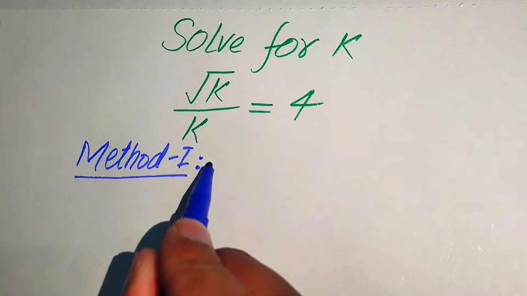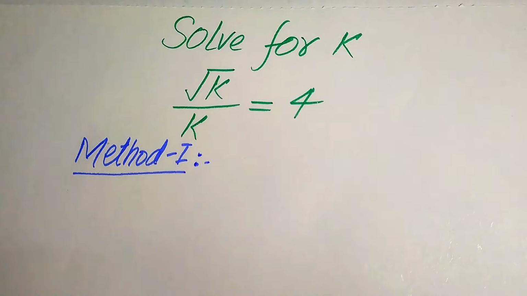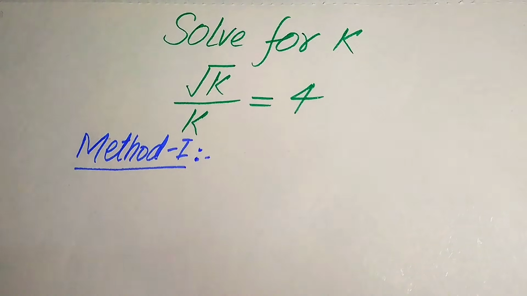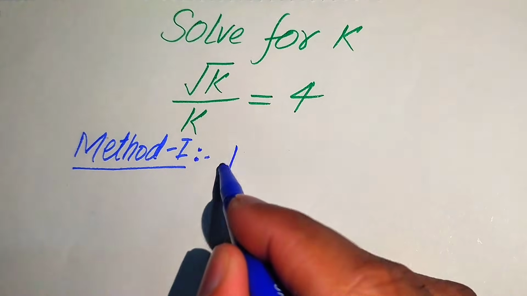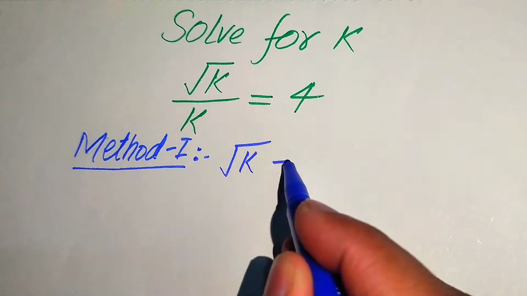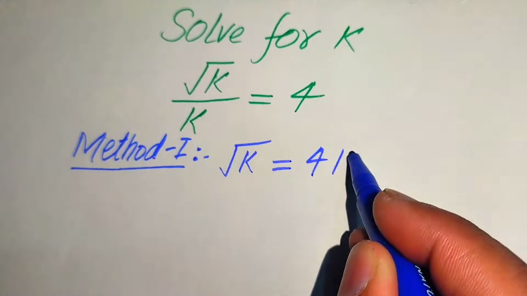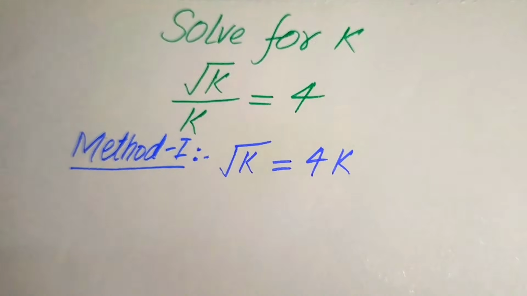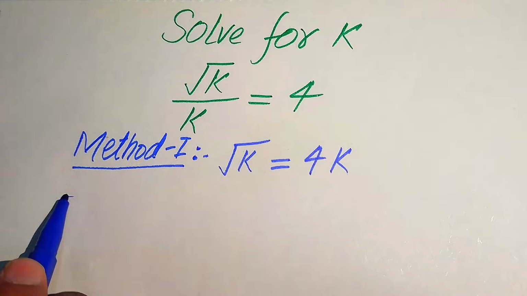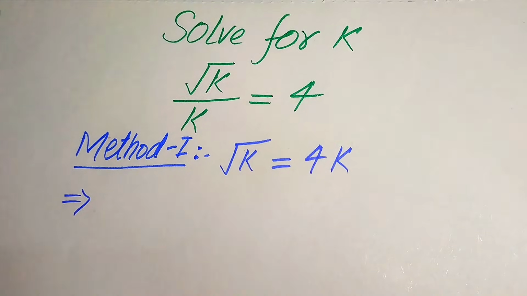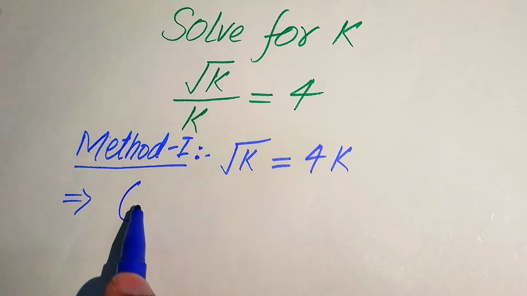And now we move toward the solution of this problem from the first method. In the first method, we move this k from the left hand side to the right hand side, and it will be written as square root of k is equal to 4 times k. In the next step, we need to remove the square root sign from the left hand side, and in order to remove it we need to square both of the sides.